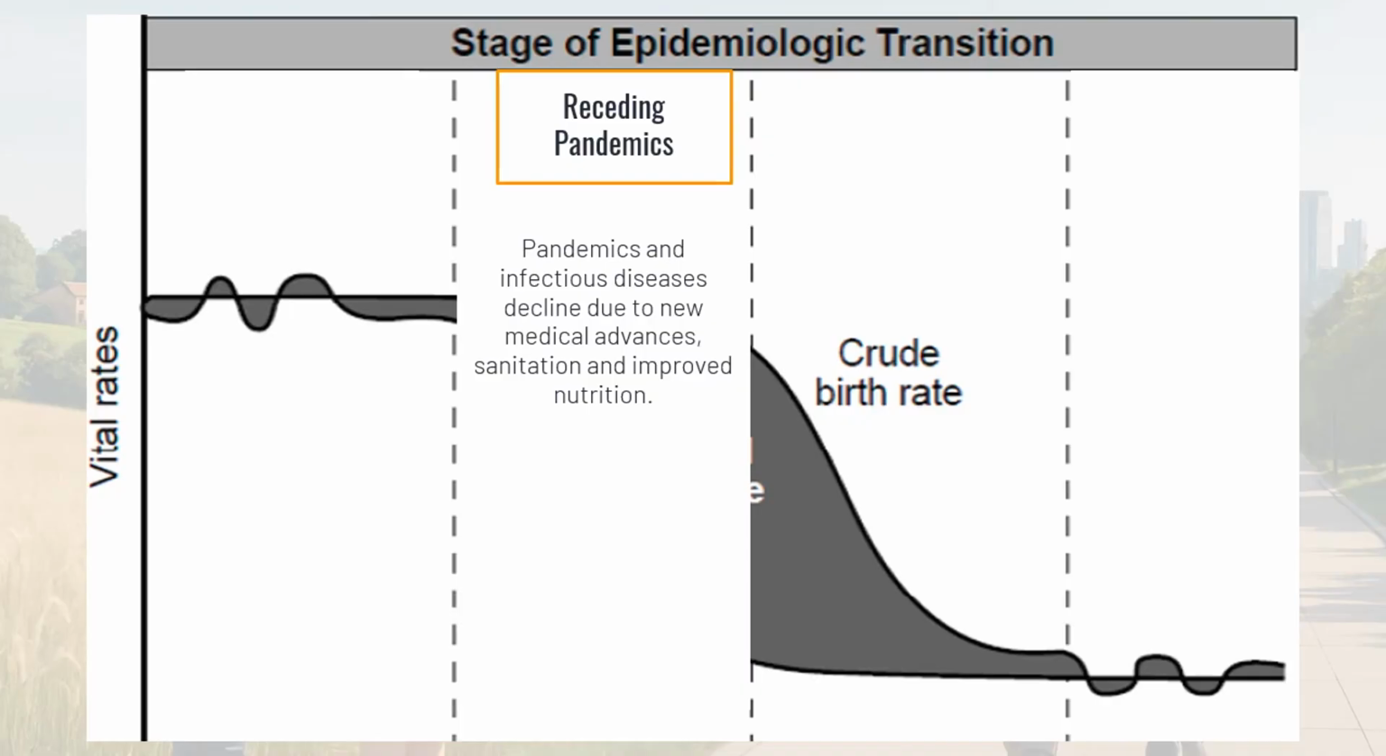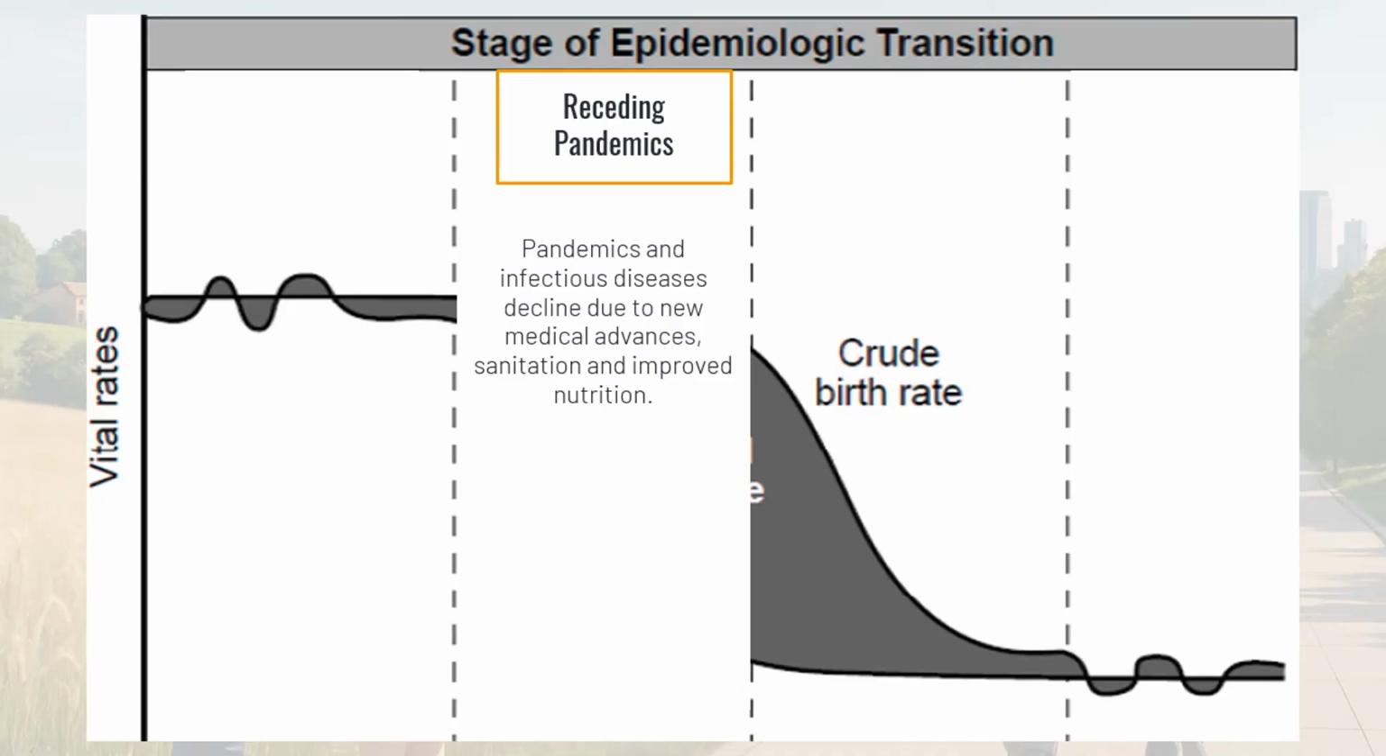This stage connects with stage 2 of the DTM, where populations grow rapidly because birth rates remain high while death rates drop. So stage 2 of the ETM is basically humanity leveling up with cleaner water, better food, and medicine that actually works.